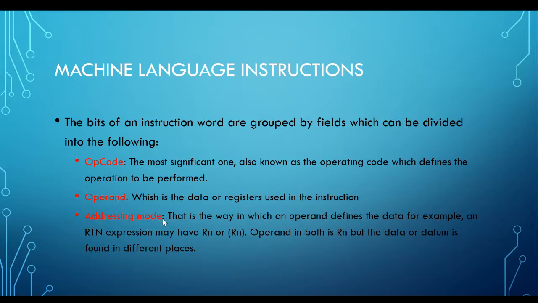Now, what is the addressing mode? Addressing mode is a way in which the operation defines the data, for example, an RTN expression, R or Rn. So these 2 things are different. This is the memory itself. This is the location pointed by the memory. So it's a bit different. Again, the easiest example I've been thinking of is not good. If I give that example, it would cause confusion. But never mind, we look at some of the examples.